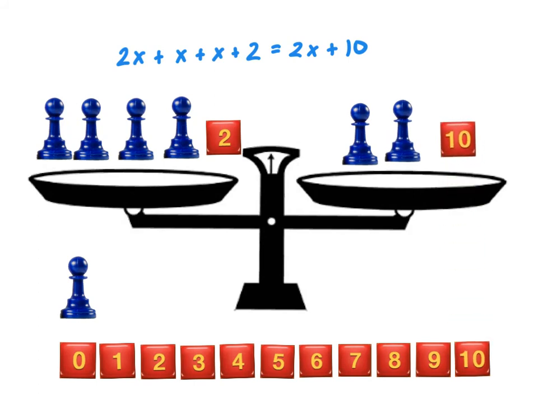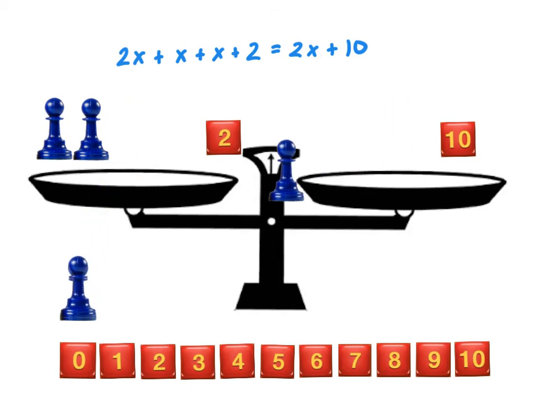We can now start making our legal moves. If I take an x-man away from the left side, I must take one away from the right side. I can do that again. One from the left, one from the right. I can't take any more x-men away because I don't have any on the right-hand side, but I do have number cubes on both the left and right-hand sides.